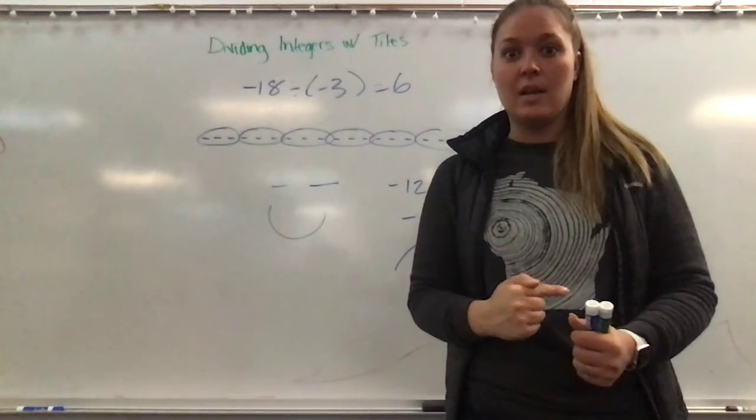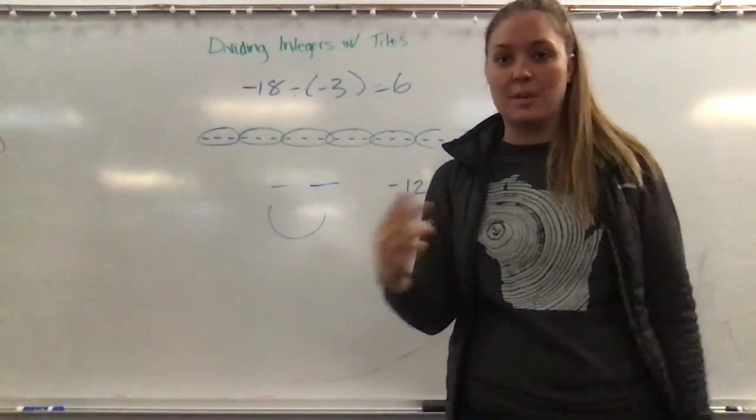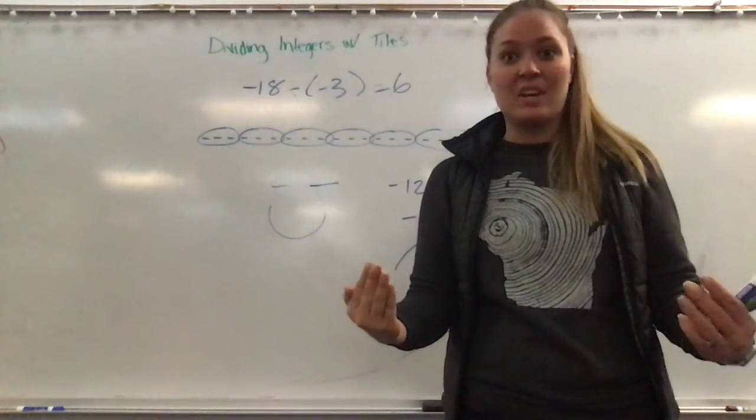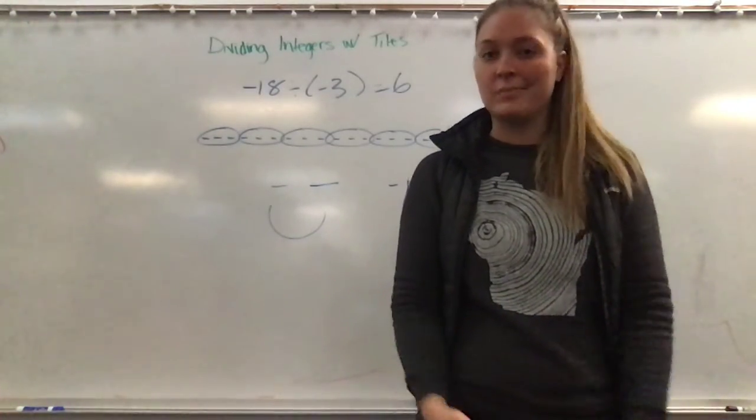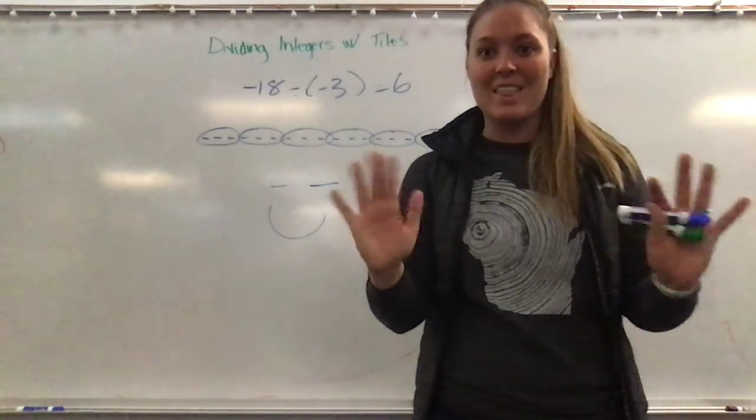So when you divide integers, you can divide like normal, but then just look at what your sign needs to be. If it's a negative and a positive, your answer is going to be negative. If it's a negative and a negative, your answer is going to be positive. And if it's 2 positive numbers, it's going to be a positive answer. Okay, that's all I got.